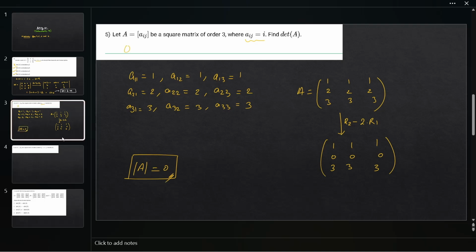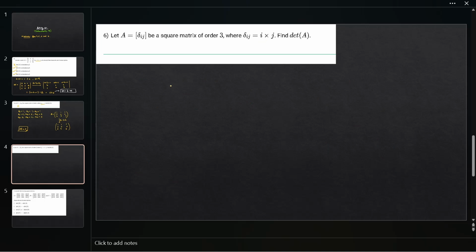So the answer here is 0. Moving on to the next question, that is Aij, denoted matrix A, denoted as a matrix of delta Ej, where delta Ej could be expressed as this, I times j.